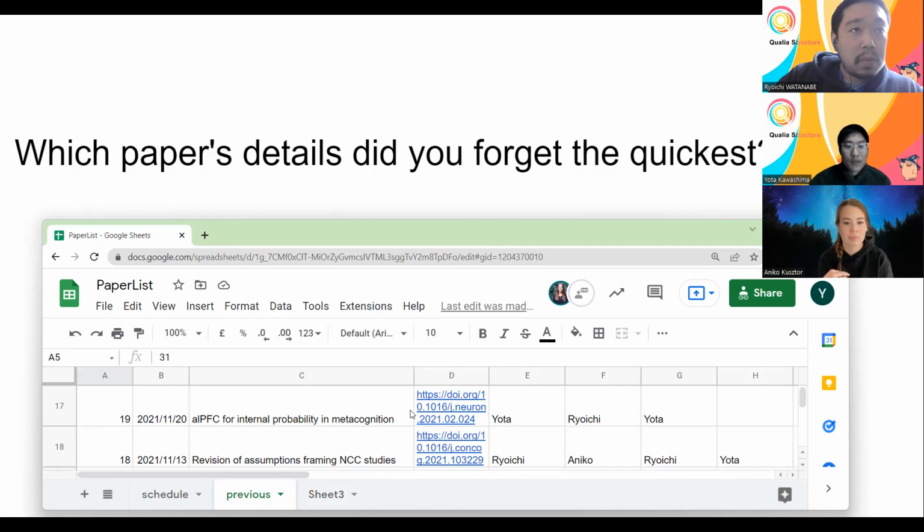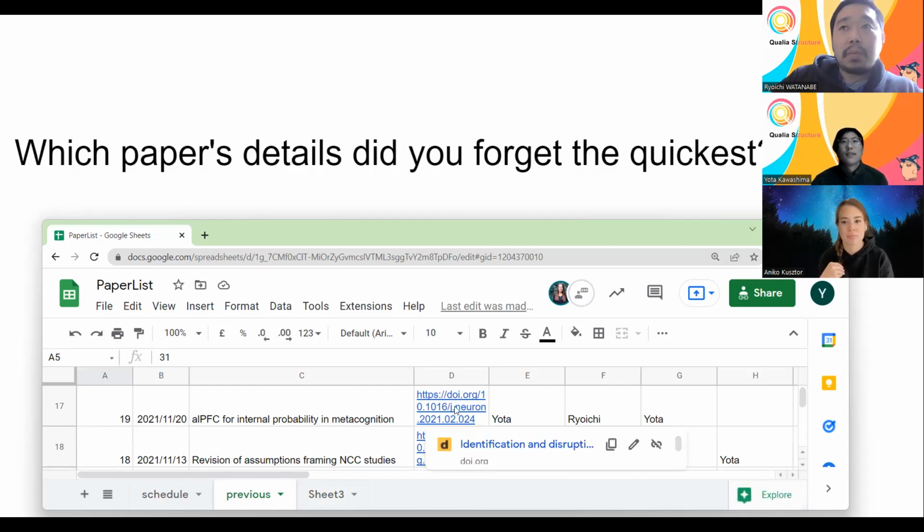Revision of assumptions framing NECC studies. This paper basically claims that consciousness research has made some implicit assumptions, and that this kind of assumption biased, probably NECC, or that we need to verify or validate these assumptions. The paper was really interesting, and it was kind of related to my current project.